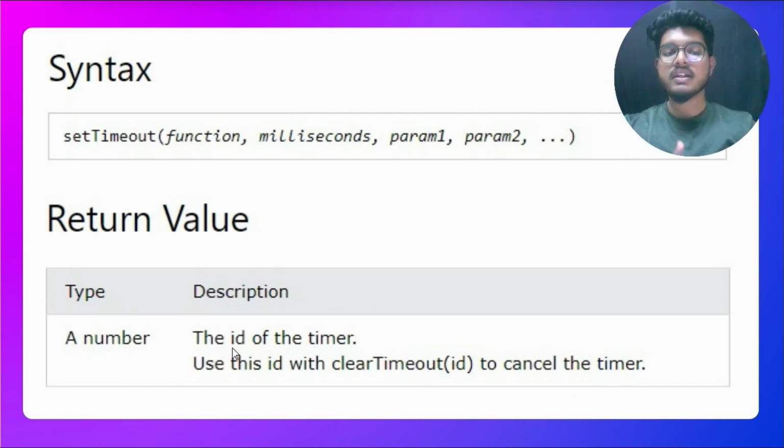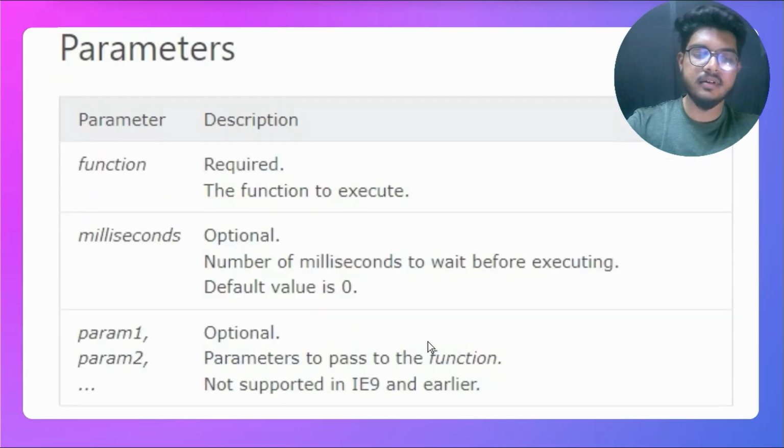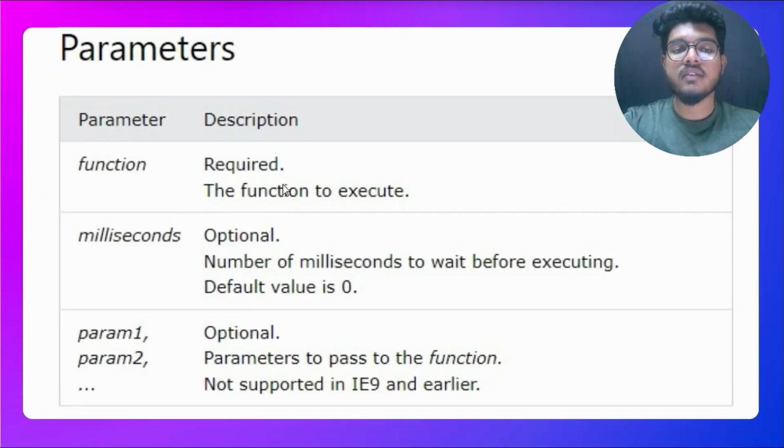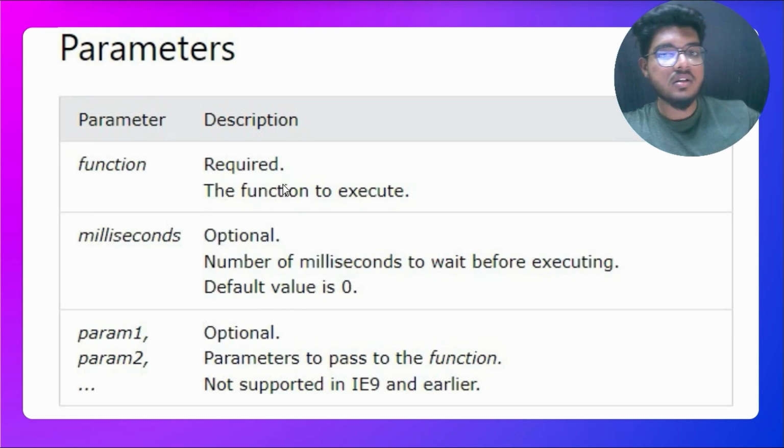It is first a number, the ID of the timer. Use this ID with clearTimeout to cancel the timer. Next parameter is the function. Function is the function required to execute. It can be an anonymous function, arrow function, or normal function based on the logic which you give. Clear? Milliseconds is optional. It is the number of milliseconds to wait before executing. Default value is 0. By default it is 0.